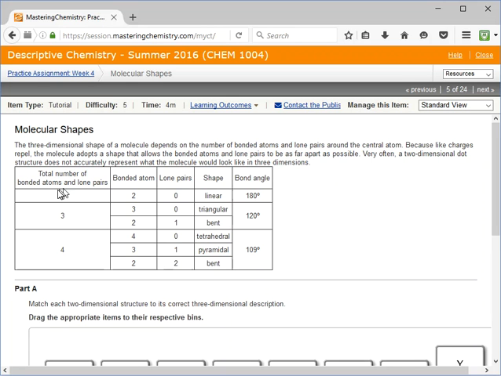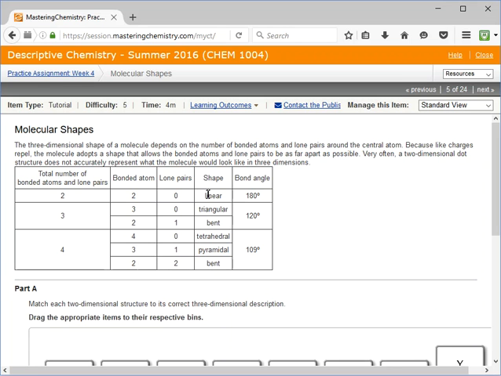And so up here it's telling me the total number of bonded atoms and lone pairs. Bonded atoms here are 2 bonded atoms and 0 lone pairs, 3 bonded atoms and 0, 2 and 1. Notice in this box they all add up to 3. 3 and 0 is 3, 2 and 1 is 3. Up here they all add up to 4: 4 and 0 is 4, 3 and 1 is 4, 2 and 2 is 4.